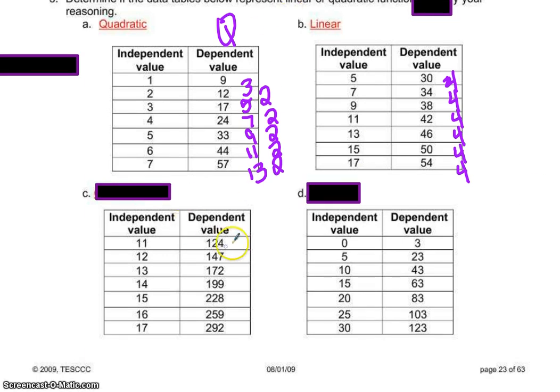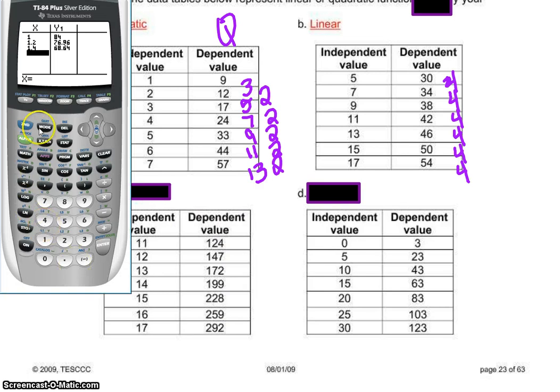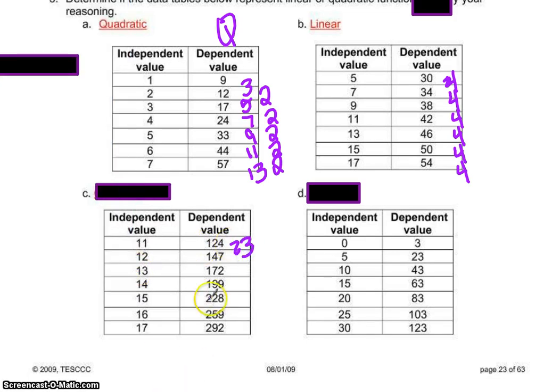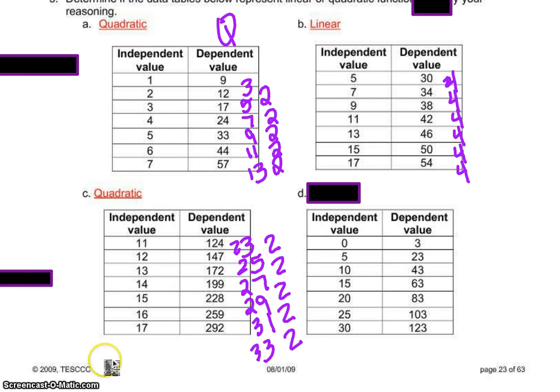147 minus 124. You're just going to take your calculator, go to your home screen, 147 minus 124, and you get 23. Then you're going to do 172 minus 147. Is 25, and I continued along and filled this out for you. These numbers are not the same, so it's not linear. 5 minus 3 is 2, 7 minus 5 is 2, 9 minus 7 is 2, 11 minus 9 is 2, 13 minus 11 is 2. The second differences are all the same, therefore it is quadratic.